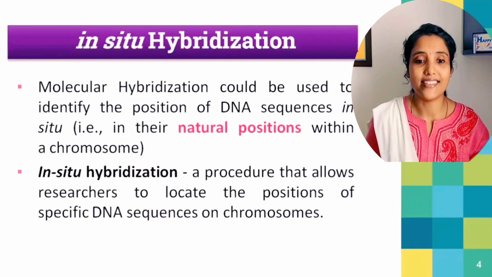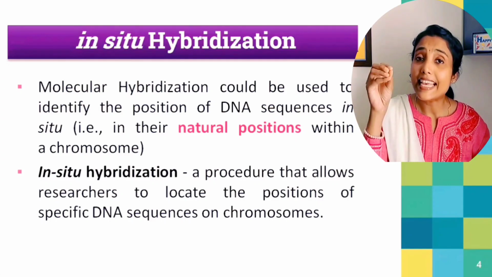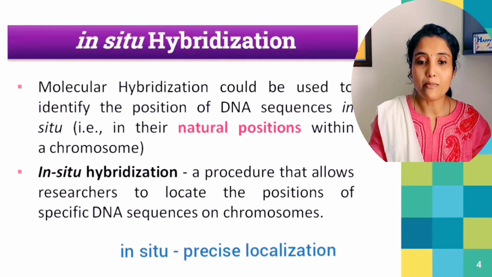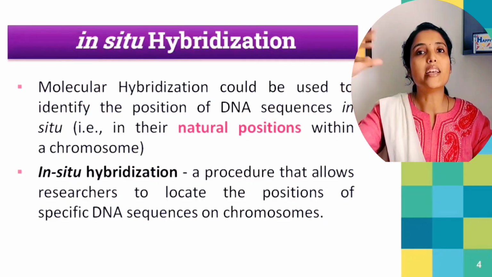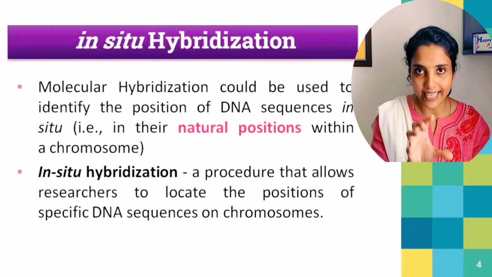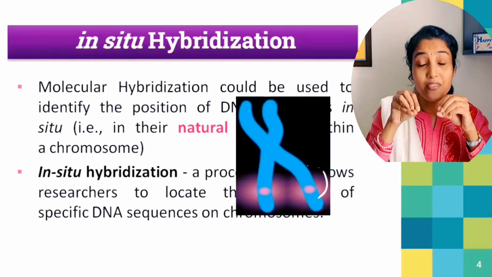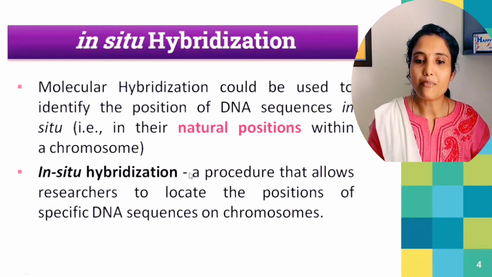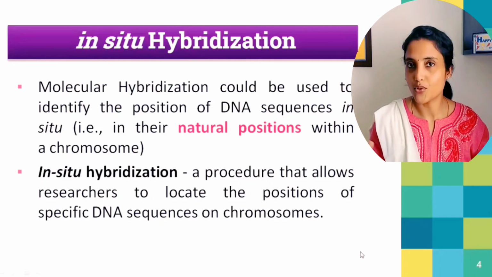So in situ hybridization: molecular hybridization could be used to identify the position of DNA sequences in situ. So what does in situ mean? In situ, when we are talking about chromosomes, means we'll be able to find the natural position, that is exactly where it is. We are not going to take it out of the cell or anything. We are going to find out where our particular DNA sequences are on the chromosome. That is why it is called in situ. We'll find it at its original position. We are not going to change the position. So in situ hybridization is a procedure that allows researchers to locate the positions of specific DNA sequences on chromosomes.